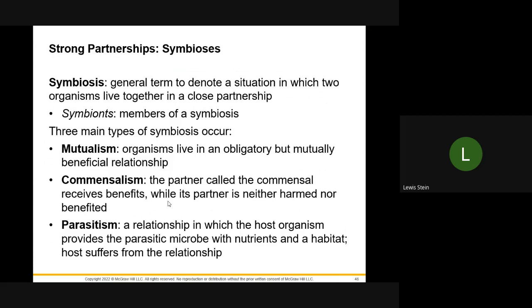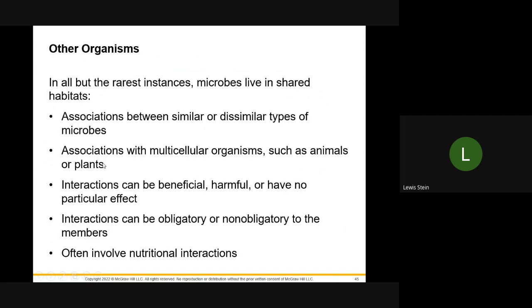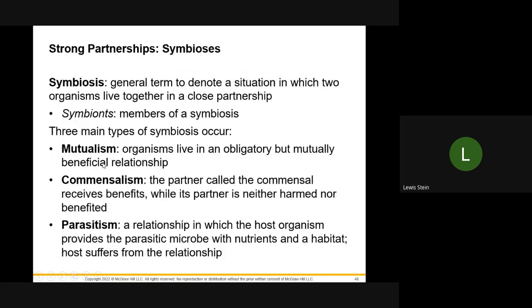That's the big deal. And the big deal why, when we look at things that we consider to be parasites, a relationship in which the host organism provides the parasitic microbe, think of it as an infection, with nutrients and a habitat, and the host, us, suffers. That's what a pathogen is. That's a disease-causing agent. It's harming you, and in doing so, the growth of that organism is facilitated, and whatever byproducts there are.